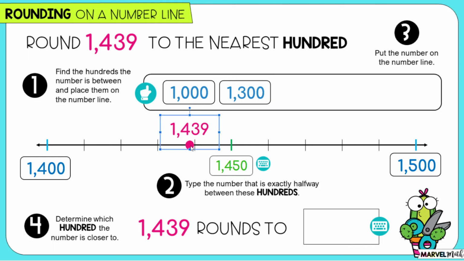So I want to make sure I represent that. Get that dot close to that line, but not quite on it. So now I need to think which of the hundreds that number is closer to. And it's closer to this one. So it rounds to 1,400.